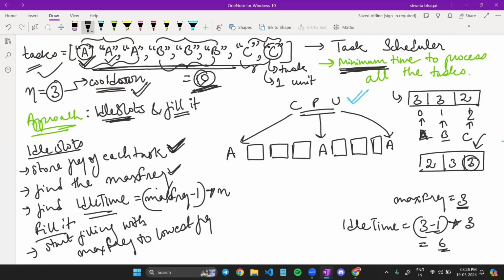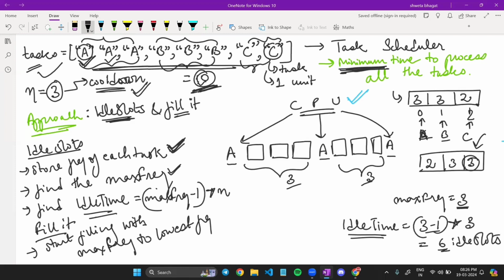Fine. Now we have assigned the CPU to A, and we can see how many slots we have. We have a total of 3 plus 3 slots, right? We have 3 slots over here and 3 slots over here. So in total, how many idle slots do we have? We have 3 plus 3, that is 6 idle slots. So these are the idle slots.